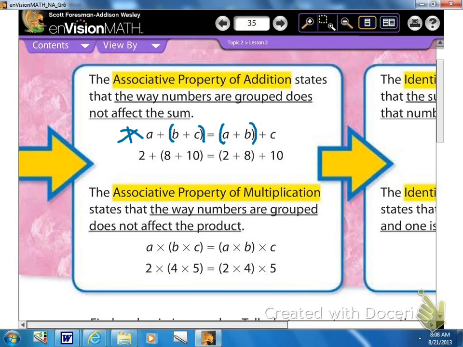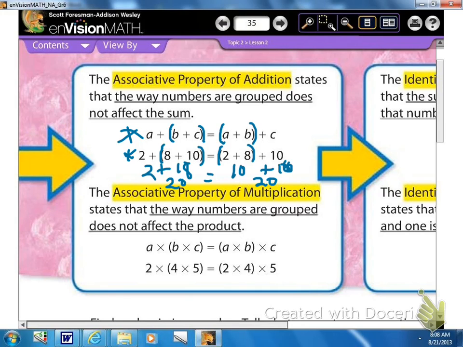So if we look at the next example, we have 2 plus, well, first 8 plus 10. Does that equal, if I first add 2 plus 8, plus 10? Well, 8 plus 10 is 18, plus 2, well, that's going to give me 20. Over on this side, 2 plus 8 is 10, plus 10, again, gives me 20.